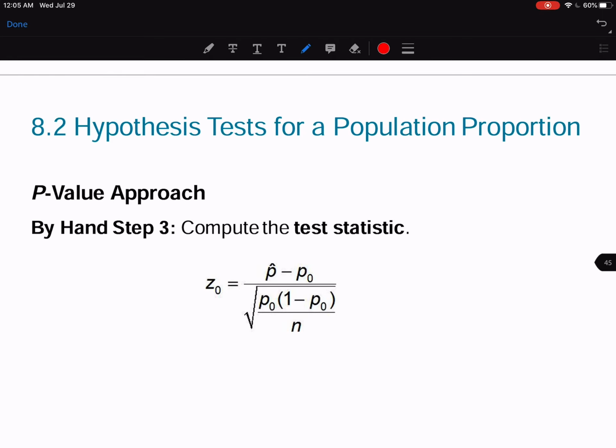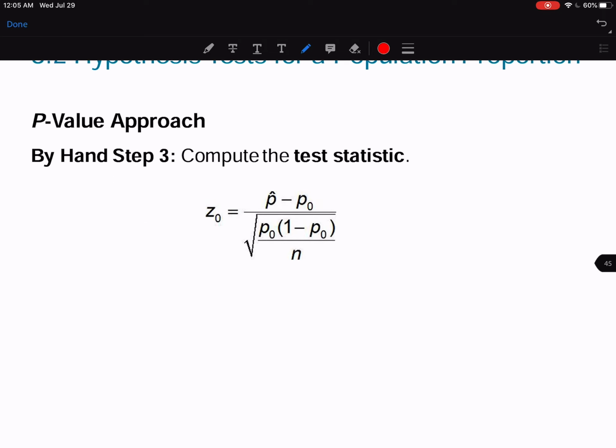So we're going to go over two different ways. One is by hand, one is by the calculator. I'm going to make a separate video to show you how to find the p-value from the calculator.